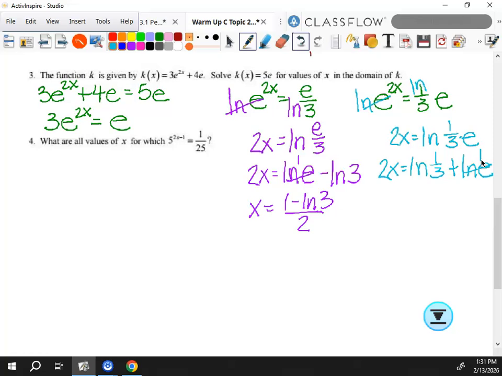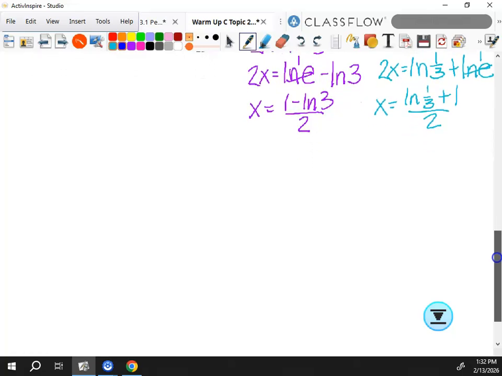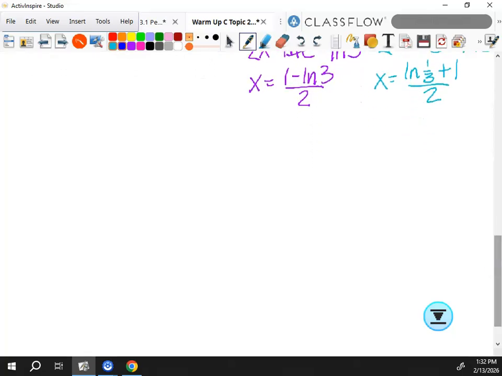Okay, so now that gives me x equals natural log of 1/3 plus 1 all over 2. Now, those two answers look different, right? But they actually do have the same value, and I want to show you so that you understand why they are actually the same. If I take just this natural log of 1/3, I can rewrite that as the natural log of 3 to the negative 1 power. Would you agree with that? And then that negative 1 can come out front, so that's the negative natural log of 3. These two things have the same value.